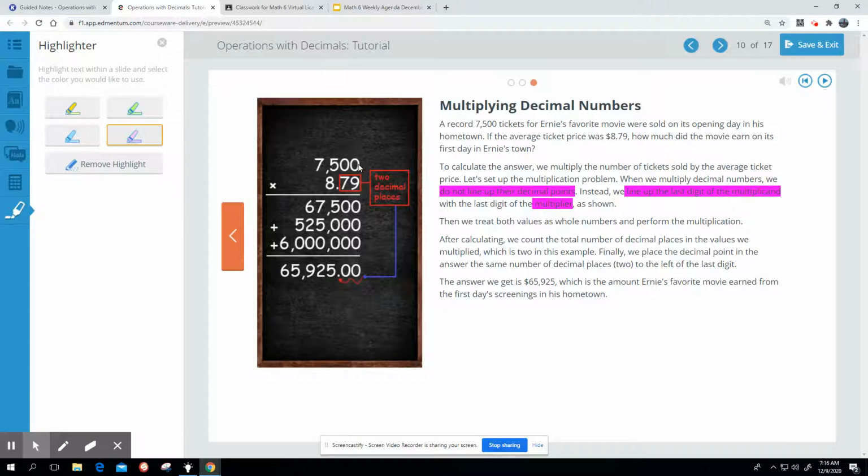That's different than adding and subtracting. In adding and subtracting decimals, we line up the decimal points. In multiplying decimals, we do not. We actually make it look just like it does when they're whole numbers. We treat them like whole numbers.